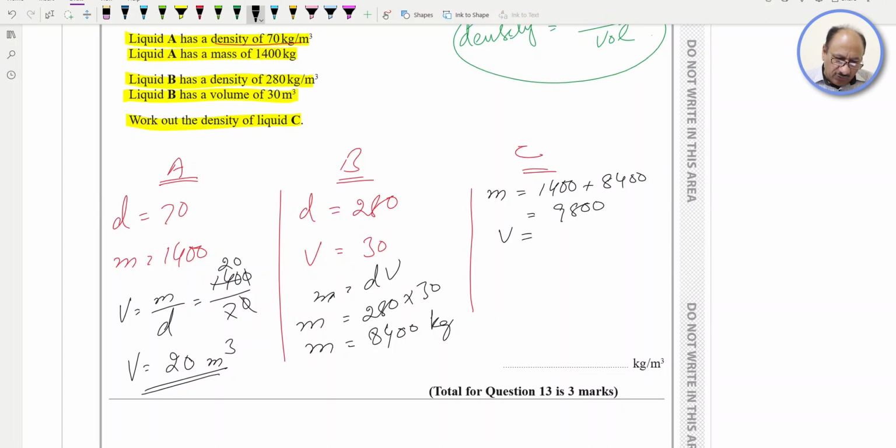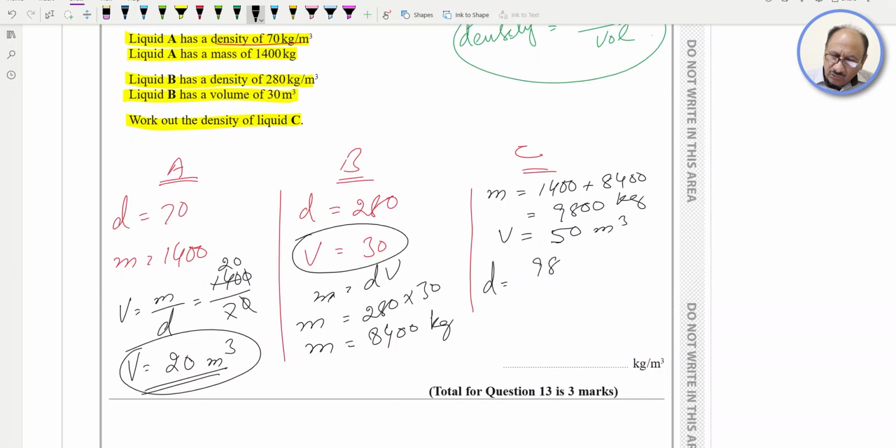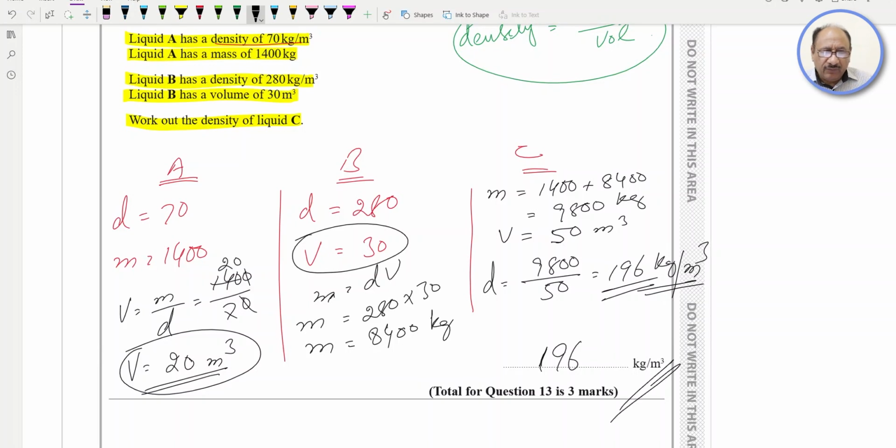Volume of C is volume of B plus volume of A. So this will be 20 plus 30, which is 50. So with 50 meter cubes, this will be kg. So density will be equal to, we can write D will be equal to mass per unit volume. So 9800 divided by 50, and if we cancel we will get 196, and this will be kilogram per meter cube. So 196 will be our final answer for this question.